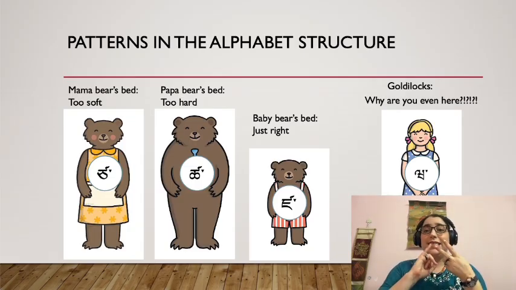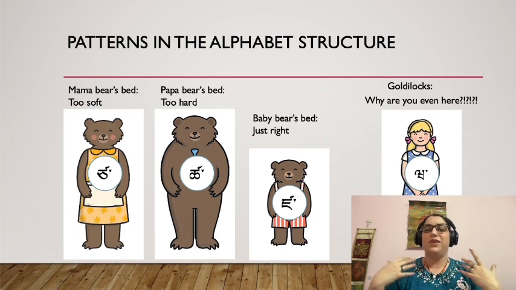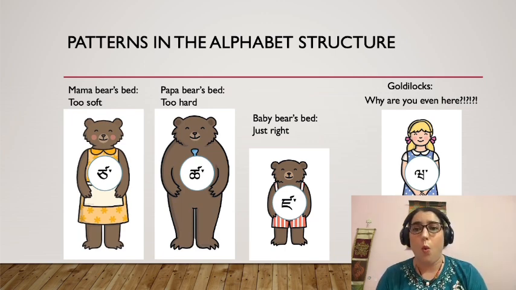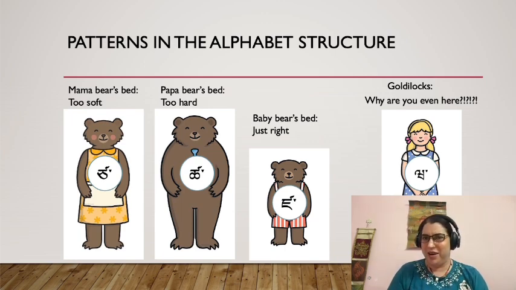So ta, ta, ta. And Goldilocks is wa. Wa is a very rare letter, by the way, and it means fox, which is just a fun fact.